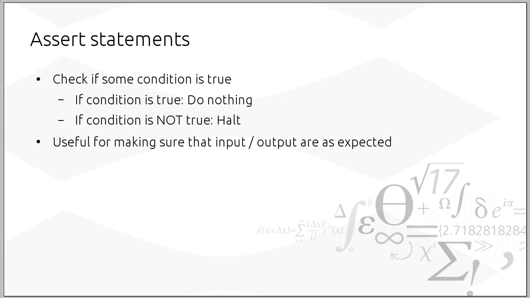An assert statement is a little line of code that checks if some condition is true. If the condition is true, the assert statement does nothing, and if the condition is not true, the assert statement will halt your program and stop. And this is quite useful for making sure that an input or an output is as you would expect it to be. So you can use assert statements to check that some conditions are true and make sure that your program will stop if these are not true.